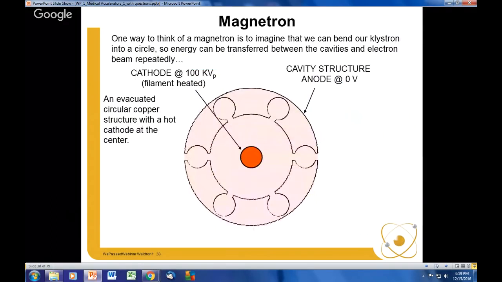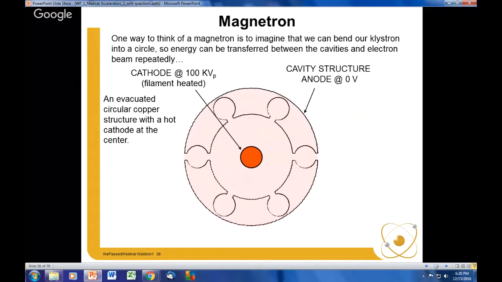The other device of interest here is the magnetron. Now, one way to think of a magnetron is to imagine that we can take our klystron and bend it in a circle. So now we can just have a circulating electron beam passing these cavity structures. And in fact, that's not a bad description of the way a magnetron works.